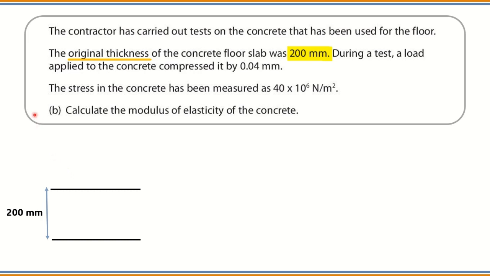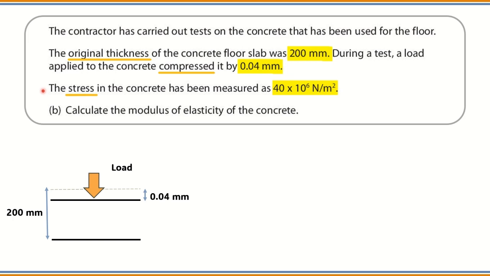During a test, a load applied to the concrete compressed it by 0.04 millimeters. This load is going to push down, compressing the concrete a distance of 0.04 millimeters. The stress in the concrete has been measured as 40 times 10 to the power of 6 newtons per meter squared. Calculate the modulus of elasticity of the concrete.